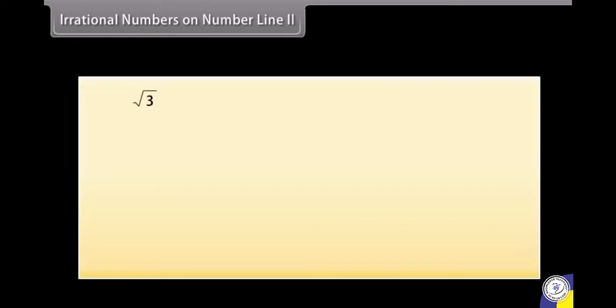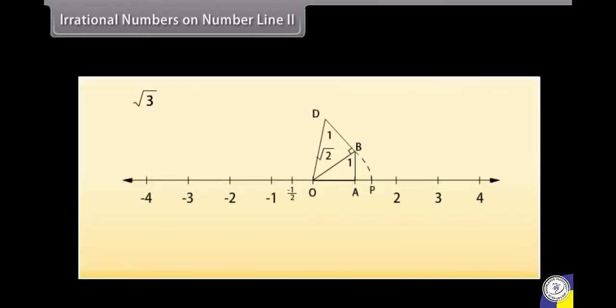Irrational numbers on number line 2. Similarly, to locate square root of 3 on the number line, we will construct BD of unit length perpendicular to OB. Then, by Pythagoras theorem, OD is equal to square root of square root 2 square plus 1 square, which is equal to square root of 3. Now, using a compass with center O and radius OD, we will draw an arc intersecting the number line at point Q. The point Q corresponds to square root of 3 on the number line.